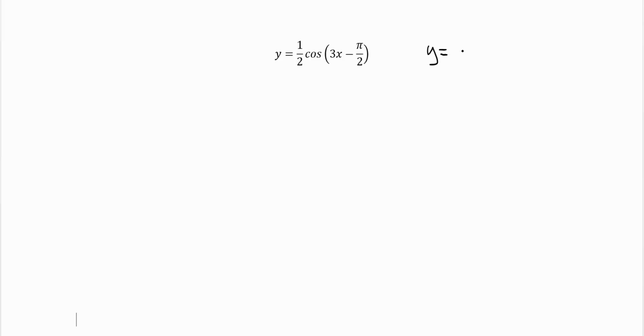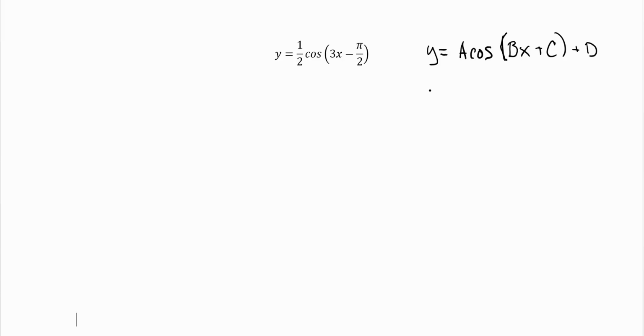Y equals a cosine of bx plus c. And then we could also possibly have the cosine graph shifted up or down, and that would look like this. We'd have another number added outside here. Okay? So this is a general standard form for the equation of our cosine graph.